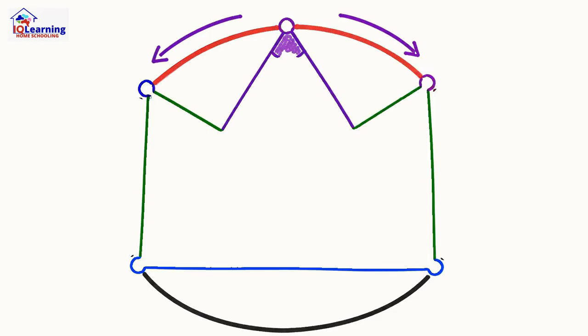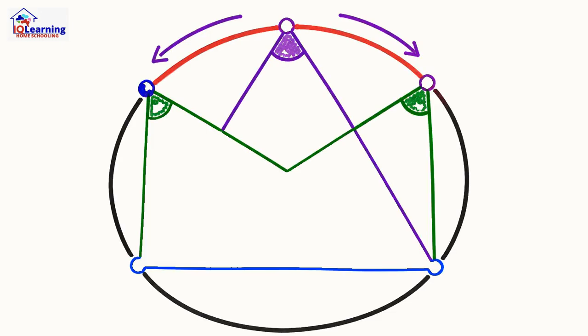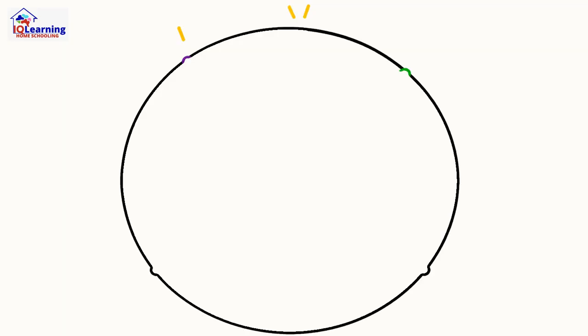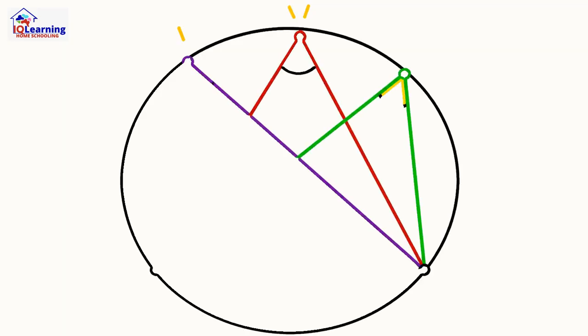Imagine a chord at the bottom of a circle. If you connect its ends to a point on the top arc, you form an angle. Here's the magic. It doesn't matter where you slide that point along the arc, the angle stays exactly the same.